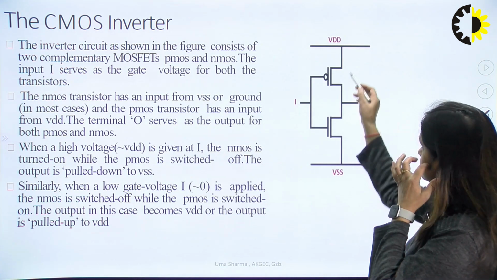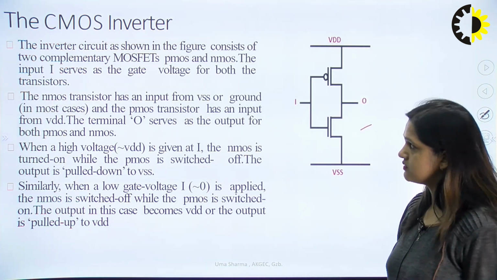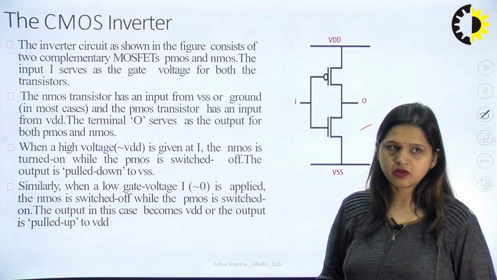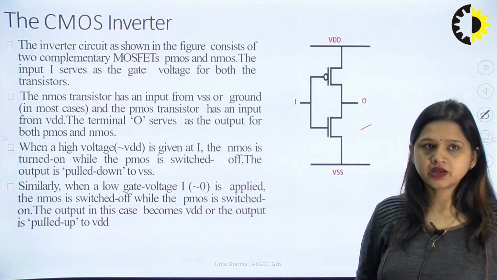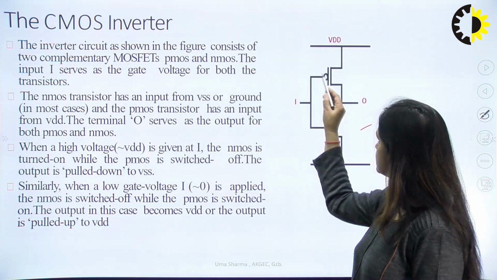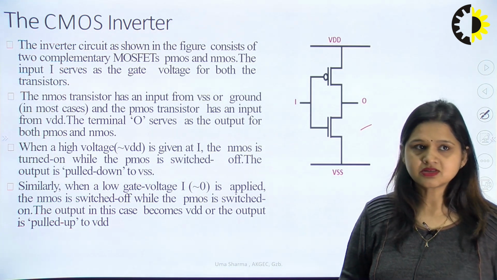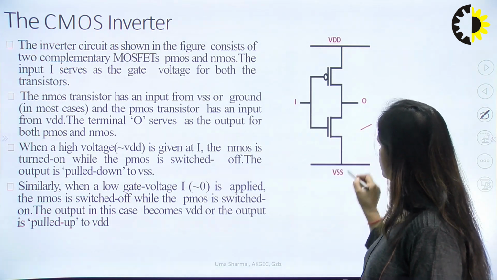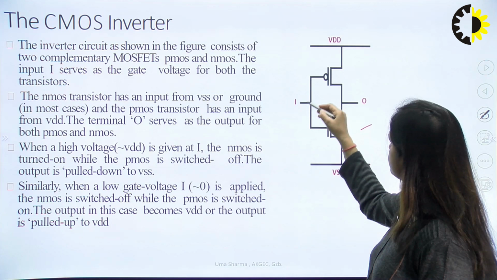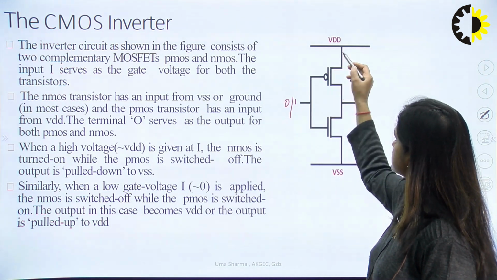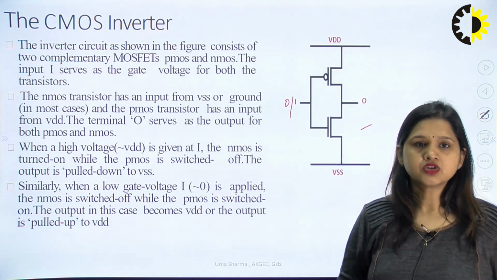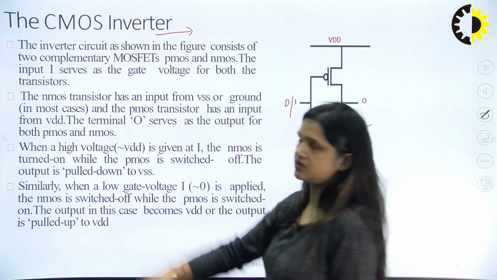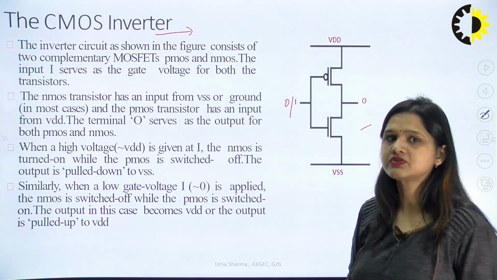So now you can see that this is the circuit of the CMOS inverter. It consists of two complementary MOSFETs, PMOS and NMOS. The input is applied at the gate terminal, and the gates of both transistors are connected to each other. The NMOS transistor has its input from VSS, so whenever this transistor is on, the output equals VSS, and whenever the input is 0, PMOS is connected with the output and the output equals VDD. This is how the CMOS itself behaves as an inverter. That's why it is called a CMOS inverter.